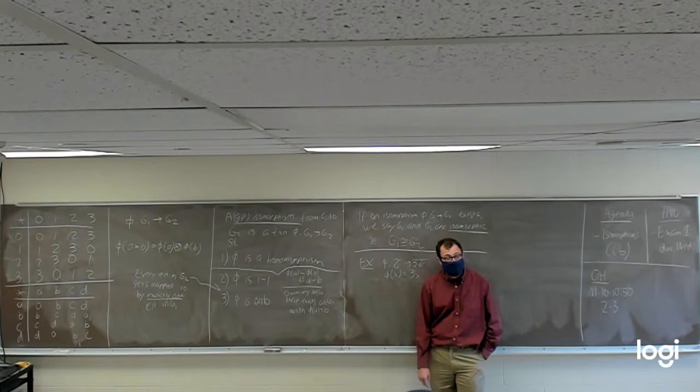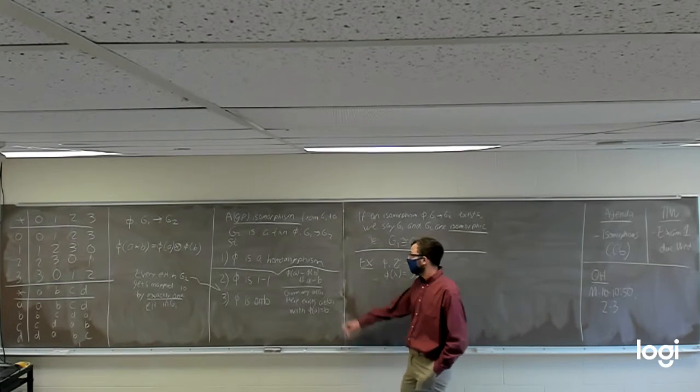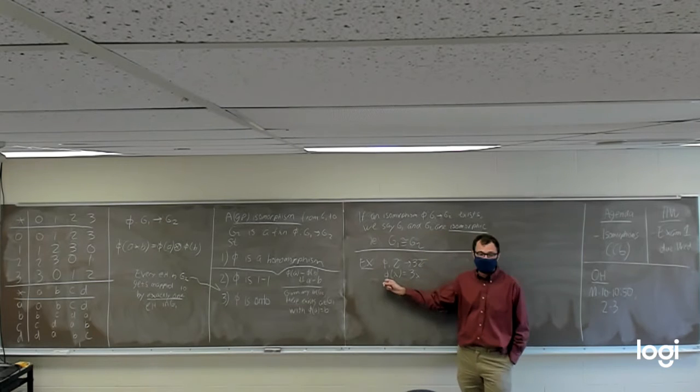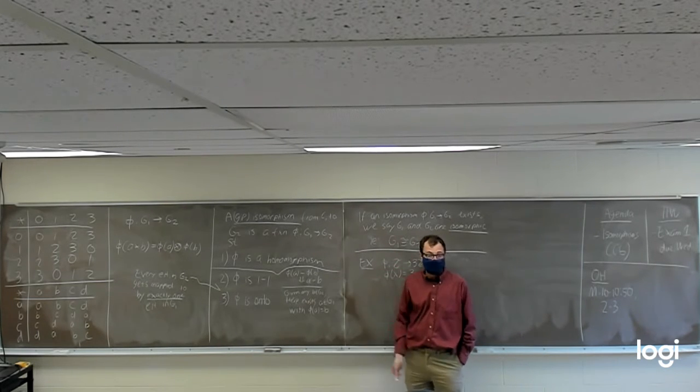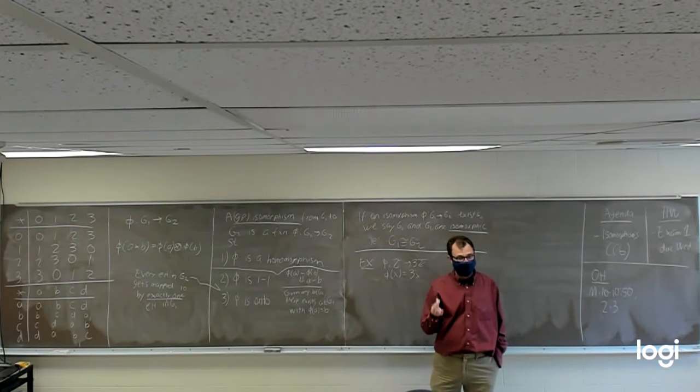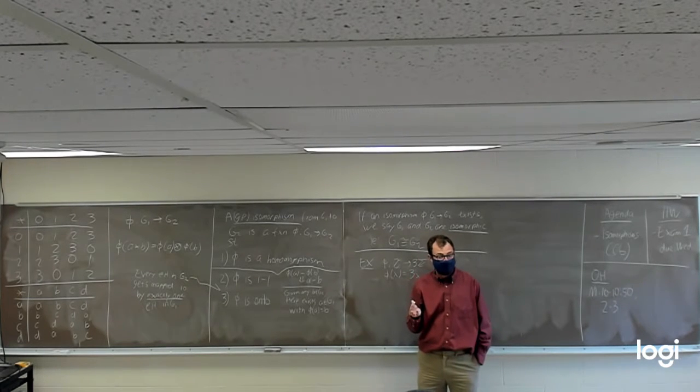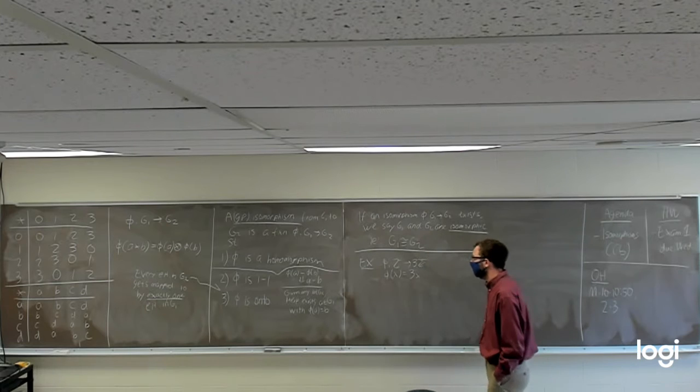Peter, which one would you like to check first? I'm sorry, can you repeat the question? If we want to show that phi is a group isomorphism, we need to check three separate properties. Which one would you like to check first? Doesn't really matter. First one. First one, start at the beginning.